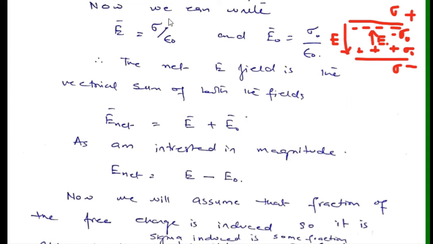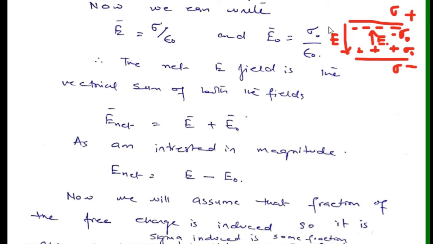So now from our previous knowledge, we know that when we have two parallel plates, the electric field is given by sigma over epsilon. Epsilon is the permittivity of free space, so it's a constant. And for E naught, we may write sigma naught over epsilon naught. Now the net electric field is the vectorial sum of both the fields.